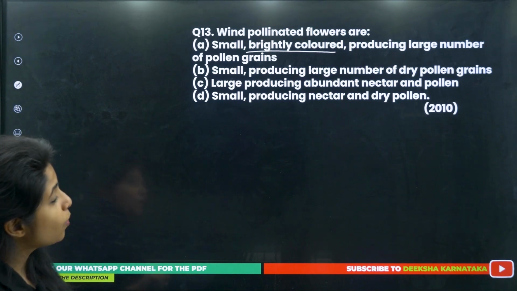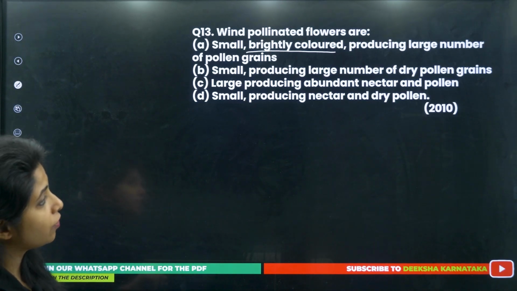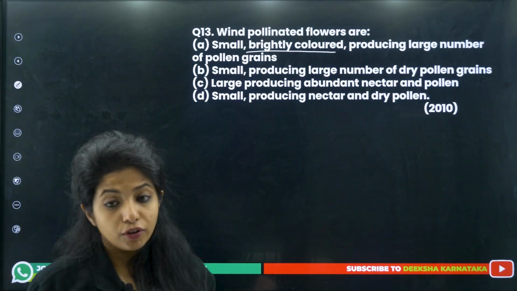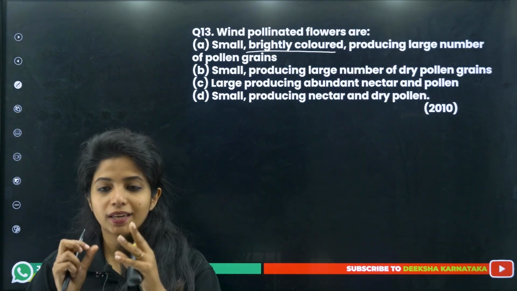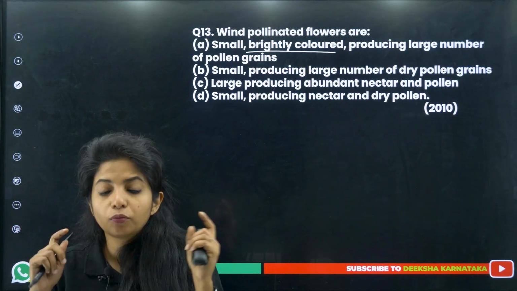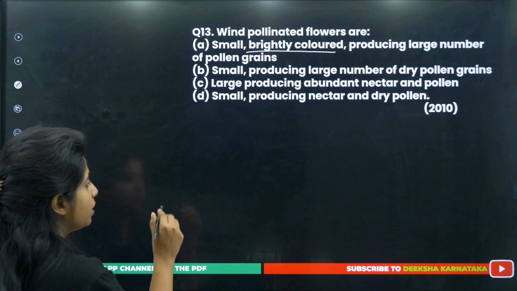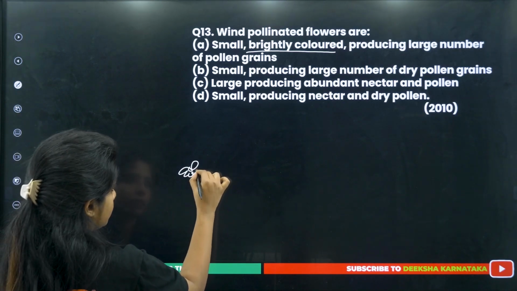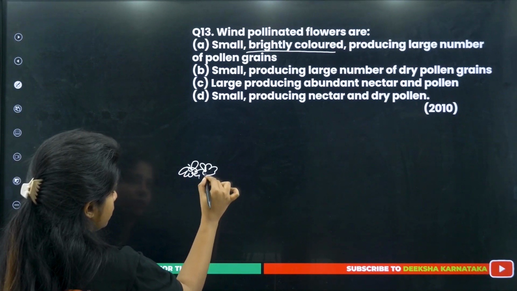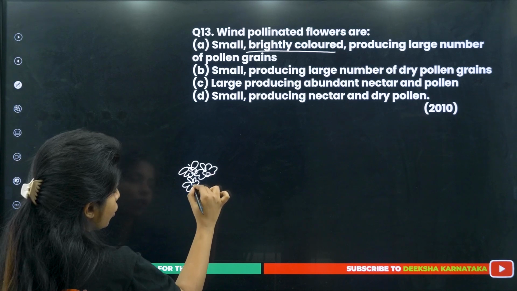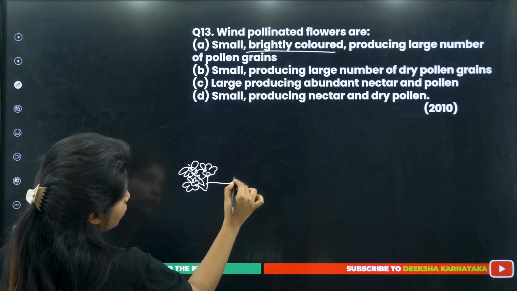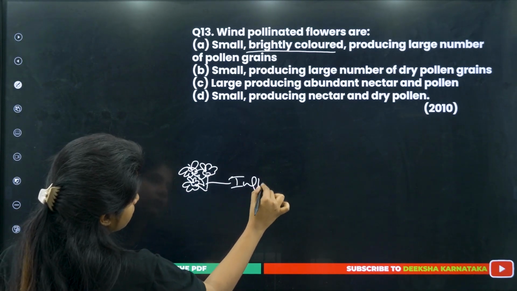Now going ahead, small, producing large number of dry pollens. Flowers, if you talk about them, yes, they are small, and they come together to form an inflorescence. So you can imagine there is a flower like this, another flower like this, another flower like this. You call this bunch of flowers together as what, children? Inflorescence.